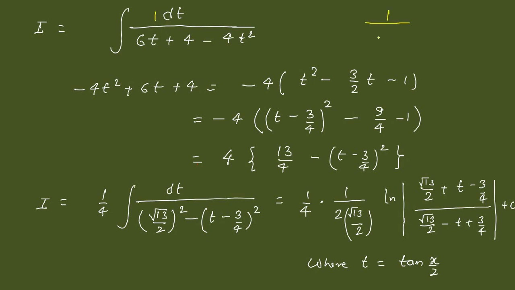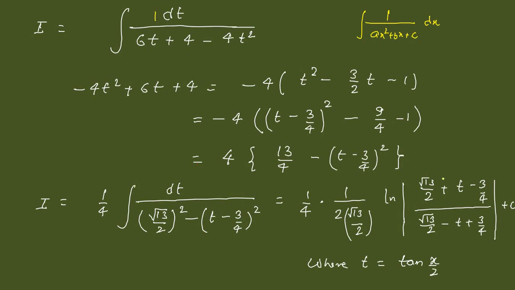So it is in the form of 1 by ax square plus bx plus c, and this can be done by the process of completing the square, as you know. We want the coefficient of t square to be 1, so we take negative 4 common, and this becomes t square minus 3 by 2 t minus 1. After further simplification you get t minus 3 by 4 the whole square minus 9 by 4 minus 1, and finally this quadratic becomes 4 times 13 by 4 minus t minus 3 by 4 the whole square, where 13 by 4 can be written as root 13 by 2 the whole square. After placing this into the integrand and applying one of the special formulas, you will get this answer.